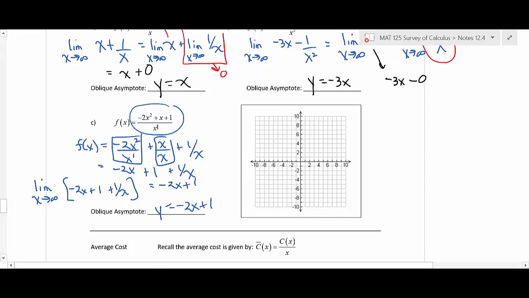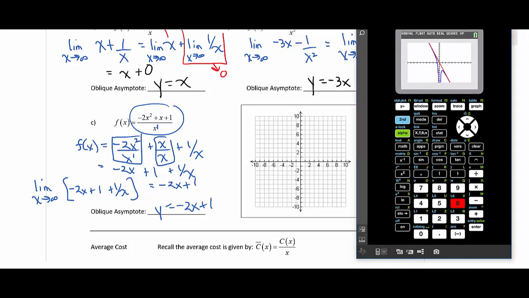All right, let's put this in the calculator. Let's actually record a graph on this one. One of the reasons you learn this is because average cost in economics follows oblique asymptotes sometimes. So let's just put in the original problem. I'm going to put in the numerator negative 2x squared plus x plus 1, close parentheses, and then divide by x. So that's what you're going to graph. And then you want to go ahead and do the oblique asymptote, negative 2x plus 1.